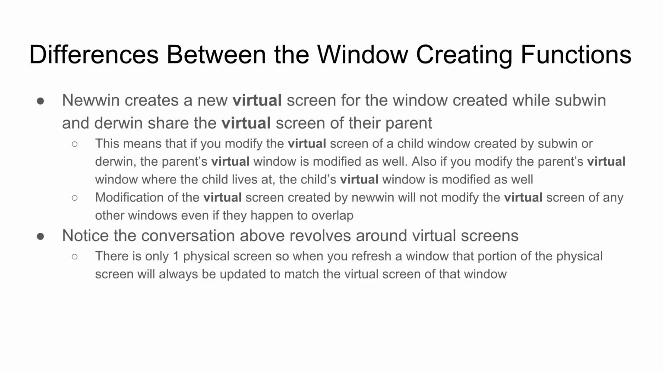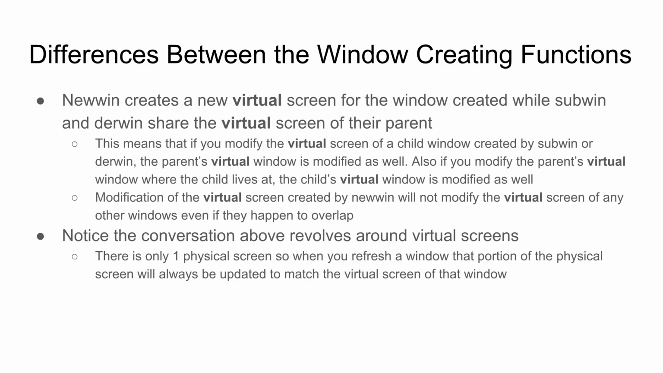One of the differences between the sub windows and the new windows is that the sub windows are all going to share a virtual screen with their parent window. So if you modify the child window's virtual screen, the parent window's virtual screen will also update. Or if you go to the parent's virtual screen and you modify the portion where the child lives, the child's virtual screen will also be modified. If you're using newwin, it has a completely separate virtual screen. So even if you have 2 separate windows created by newwin that physically overlap on the screen, changes to one's virtual screen don't affect the other's virtual screen.